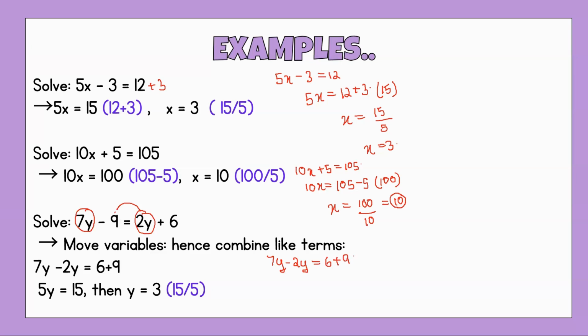So now 7y minus 2y equals 5y, equaling to 15. Now as it's 5y equals to 15, we'll divide it, right? So y will be 15 divided by 5, or y will be 3. Perfect. We have got the answer. It was easy, very easy. Let's move on to another tip.